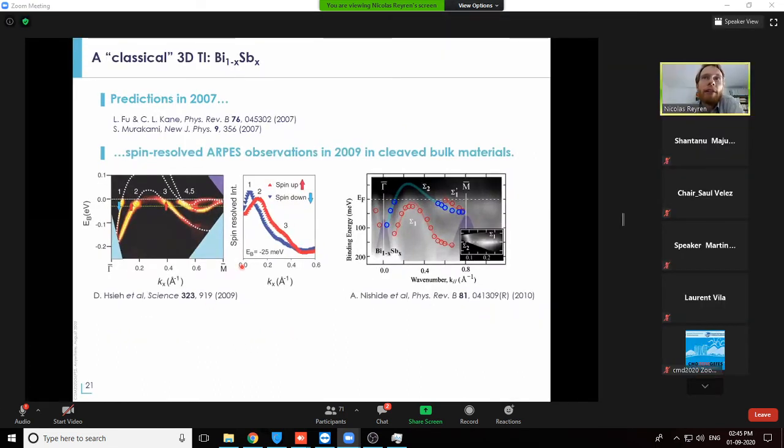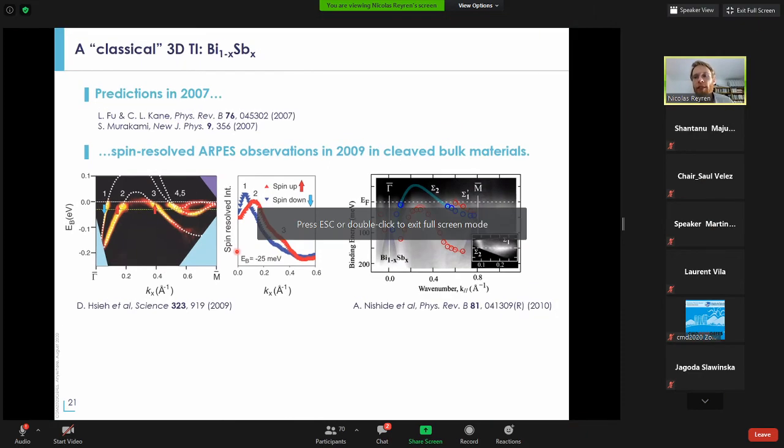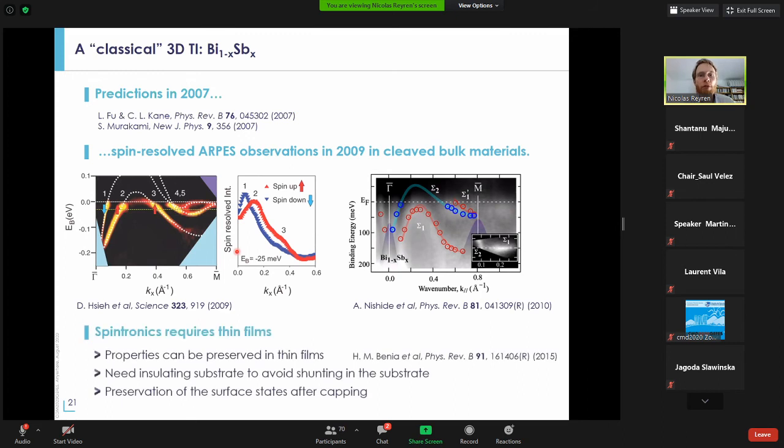And 1 more year later, people observed in the cleaved bulk materials that these surface states are in fact spin polarized. And so that's exactly, again, like in the alpha tin, what you want to have in order to be able to do spintronics. But that's not enough. You also require to have thin films. So are the properties preserved in thin films?